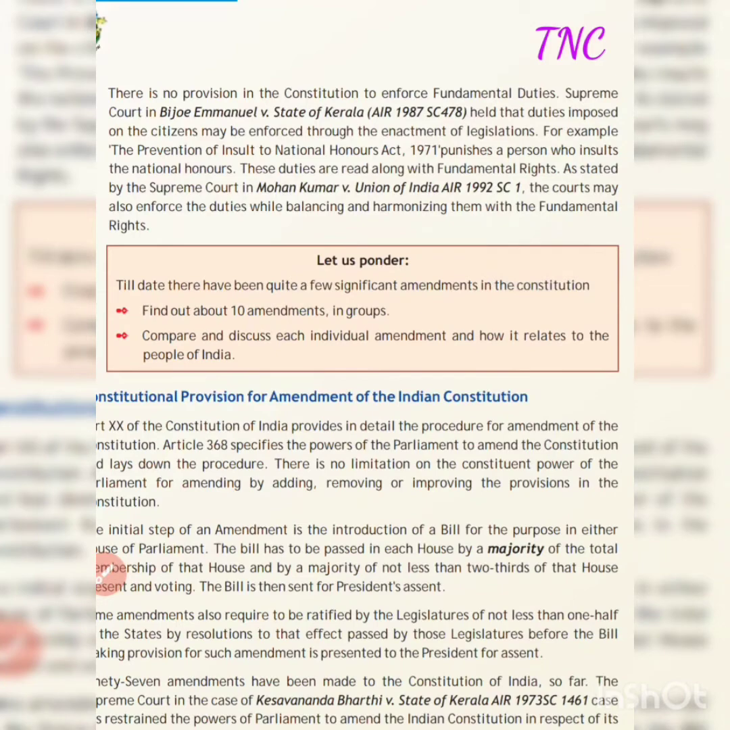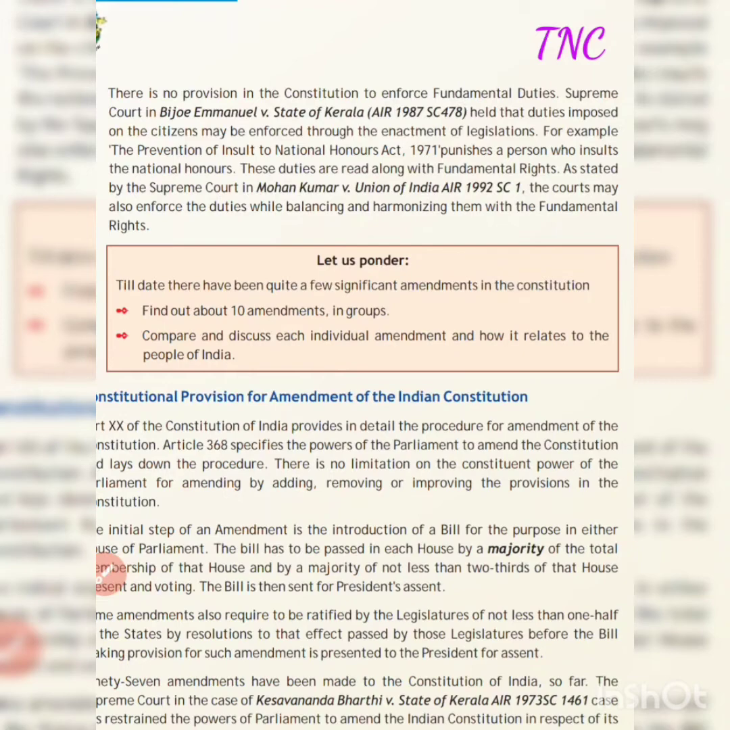enforced through enactment of legislation. So through legislations, through framing laws, it may happen that some of the fundamental duties may be imposed on the people. For example, the Prevention of Insult to National Honours Act punishes a person who insults the national honours. National honours means जो भी national की जो भी nationality चीज़ें हैं that are to be taken as a pride or honor, आप उसकी insult कर रहे हो, so you will be punished for that.